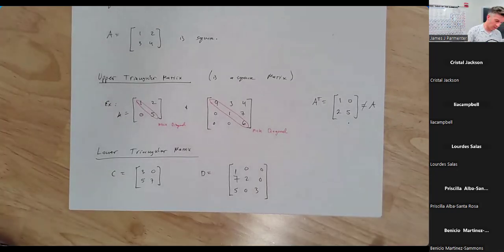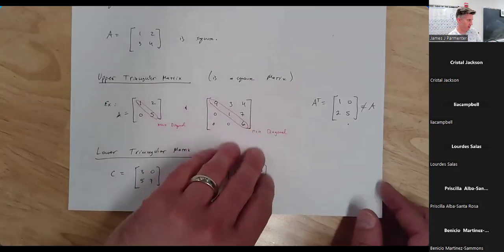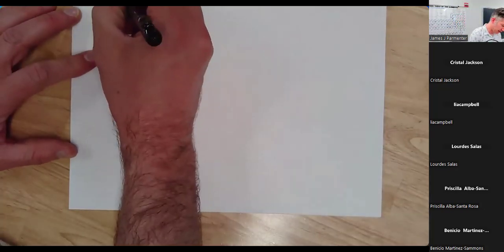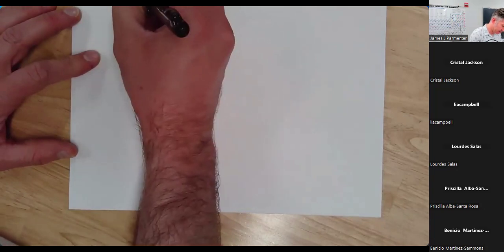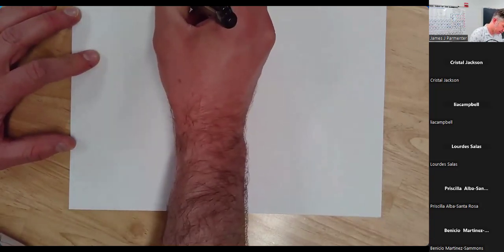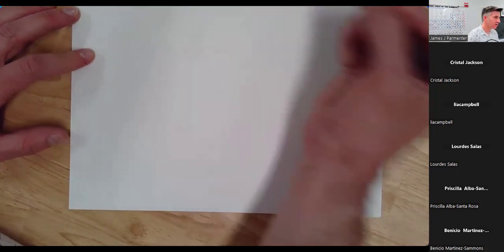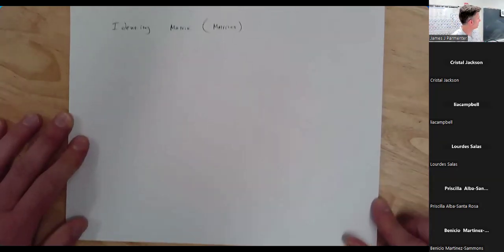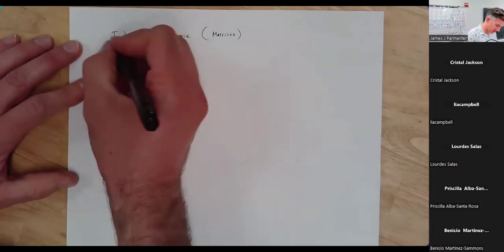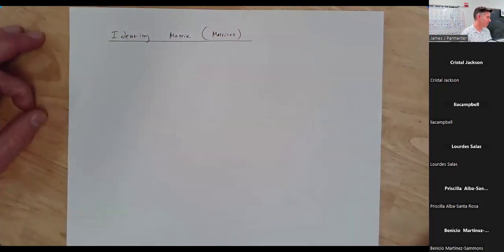But the most special of all matrices that I want to talk about is the identity matrix. Well, I should say identity matrices. Really, there's a number of them. There's one for each size. Identity matrix or matrices. So here they are in all their glory.